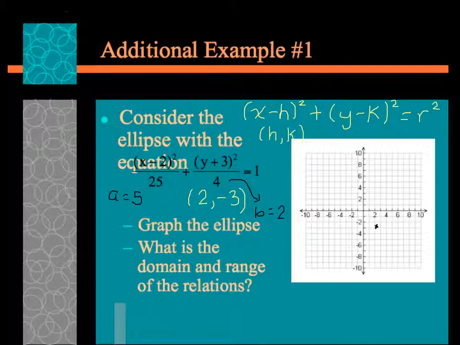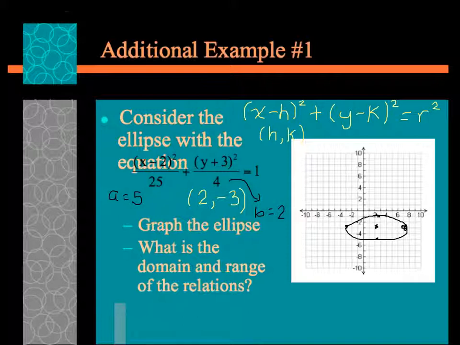So I'll do that, and I'll do my best of graphing this here on my tablet, but I'm going to count out 1, 2, 3, 4, 5 places right of the center, right there, and 5 places left of the center would take me here. And then I'm going to go up 2 places because of the fact that b is 2 from the center, and down 2 places. And this is my ellipse. It's that simple. So it's like a circle, except that it's an ellipse.